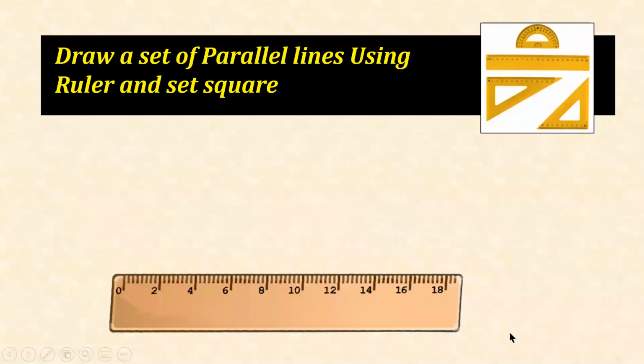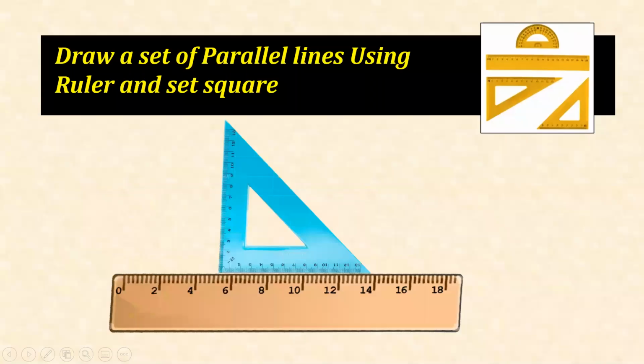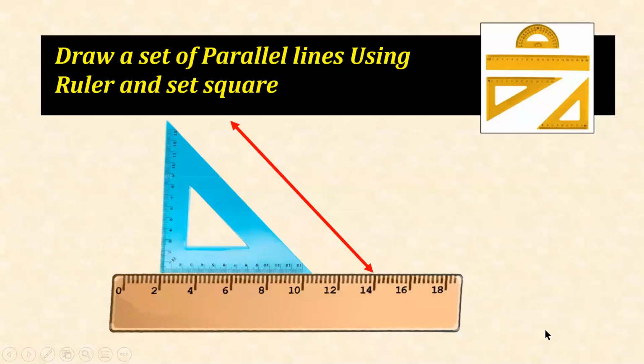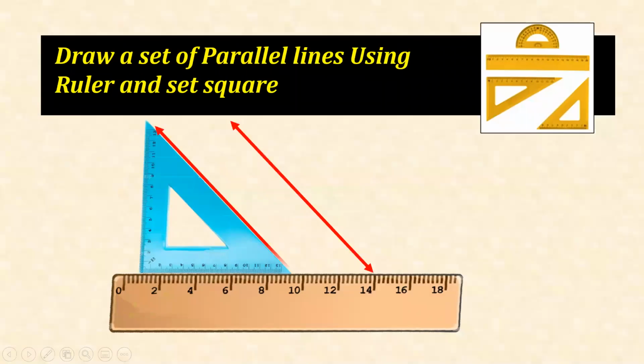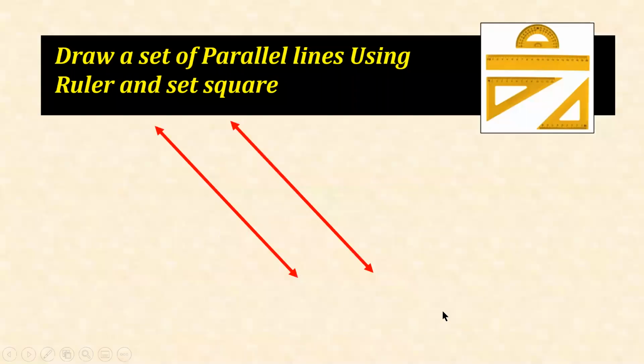Another one. How to draw parallel lines. I am using a ruler and a set square. That's how you are going to arrange it. Okay? So I will show you the first line. And then the second line. So I have now again a parallel line. So I will name it line B and line O.